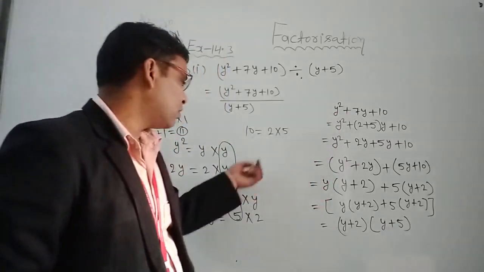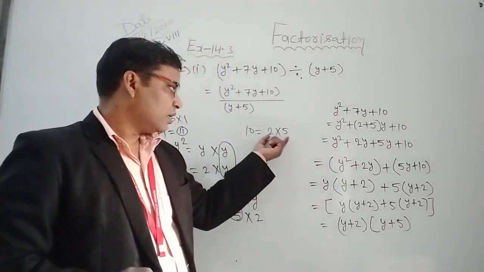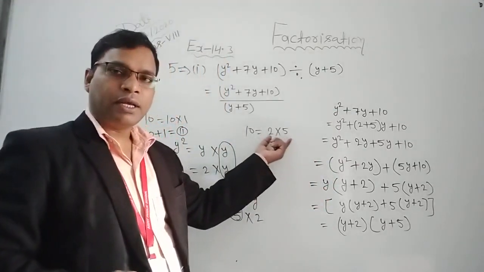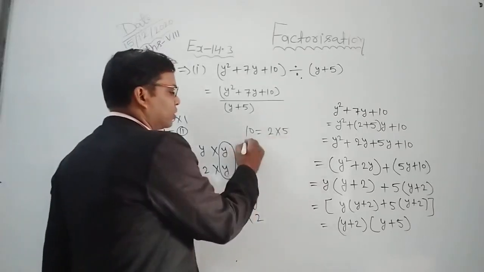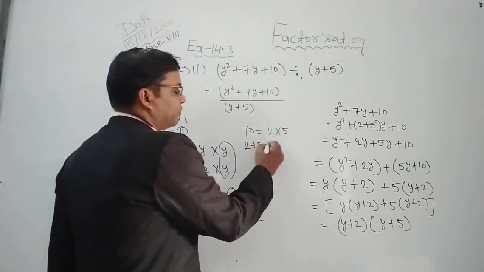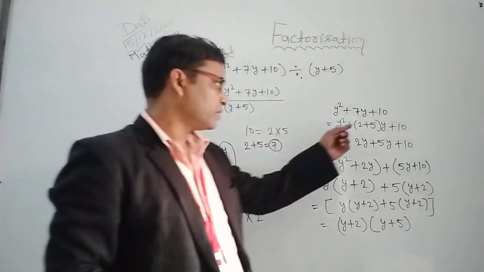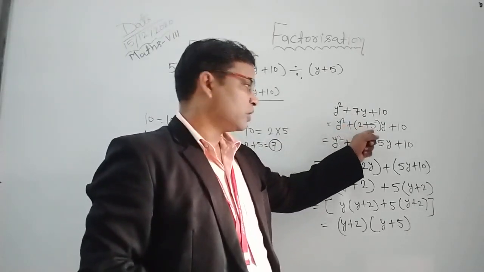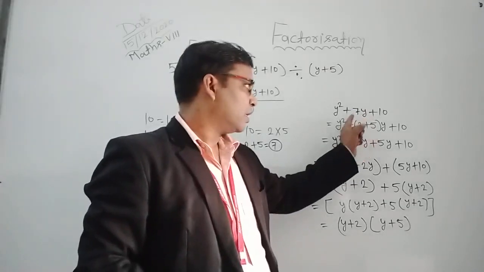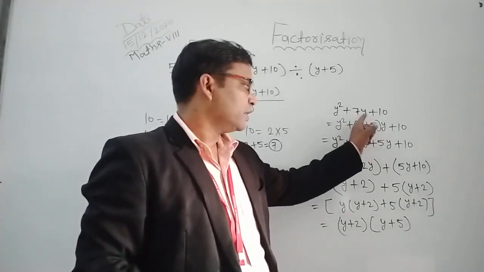So the correct factors are 2 into 5. Their sum, 2 plus 5, is equal to 7. So we express the 7 as 2 plus 5. After this, into y we write as it is.